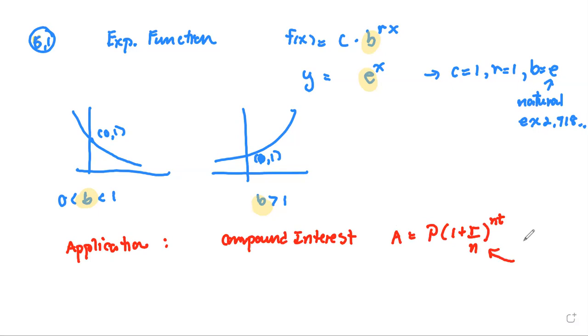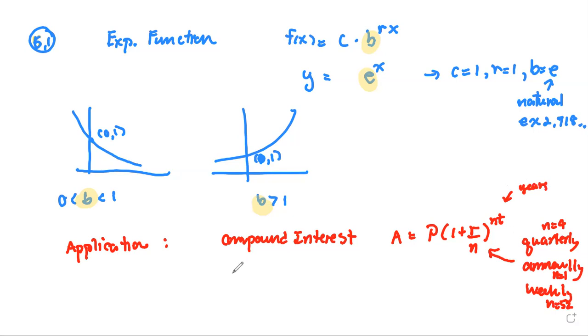For n, you have to look at the key terms such as quarterly, annually, or weekly, something like that. This key term will tell you what the value for n is. Quarterly, n equals 4. Annually, n equals 1. Weekly would be 52 because there are 52 weeks in 1 year, something like that. And t would be the unit in years.